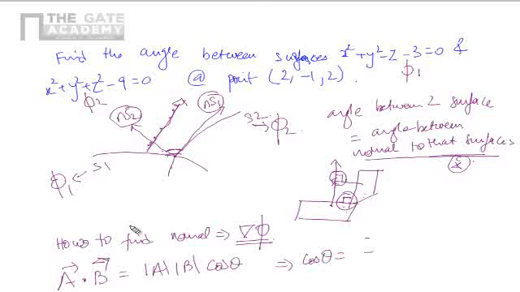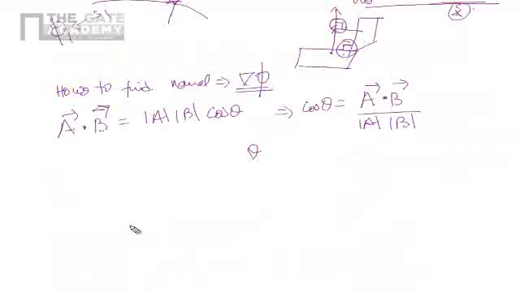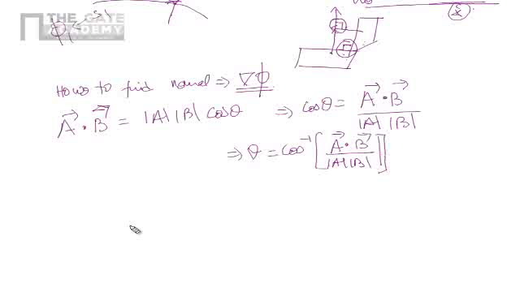A vector dot B vector divided by mod of A into mod of B. So theta is nothing but cos inverse of A vector dot B vector divided by mod A into mod B. Correct? So where theta is the angle between the surfaces. Theta is nothing but the angle between A and B. So now what we are going to do?